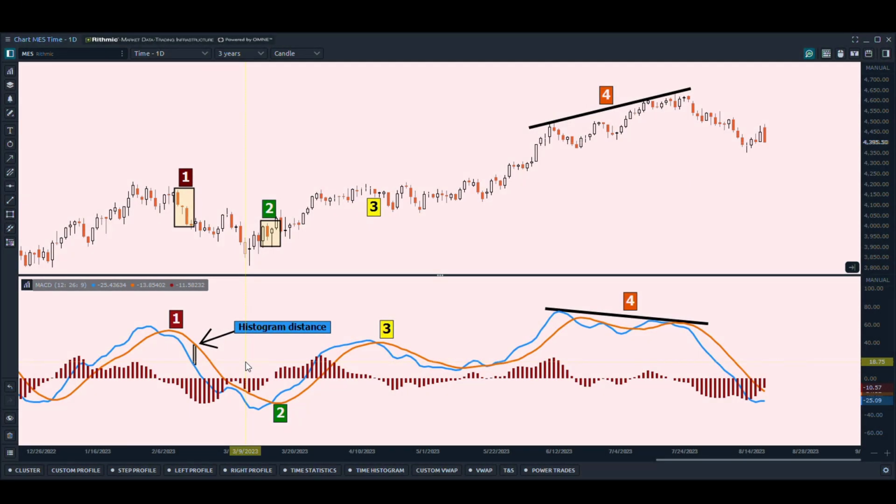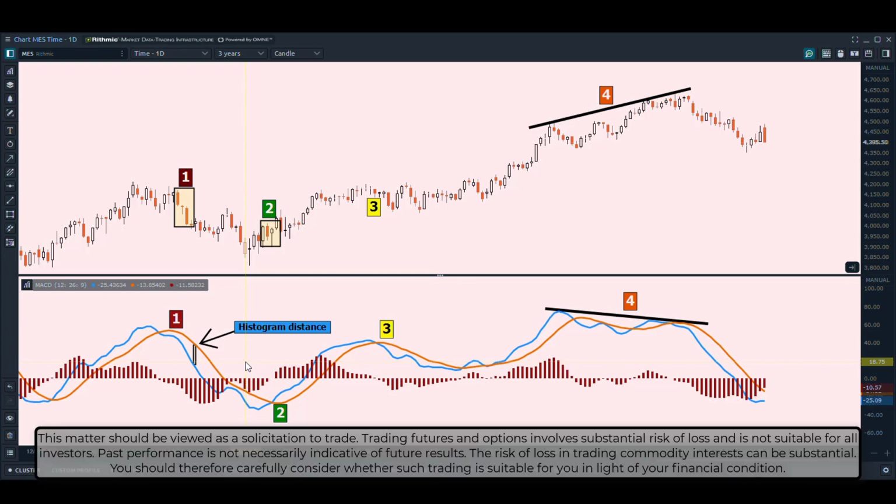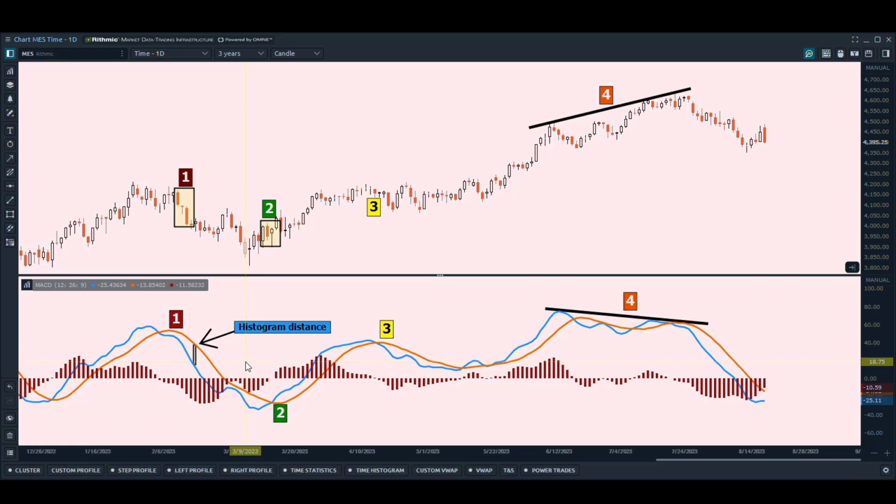Hey everybody, today we're going to go over the MACD indicator, which stands for the Moving Average Convergence and Divergence indicator. And if you're wondering what platform we're using, Optimus Flow by Optimus Futures. This is the platform that we're going to be going over the MACD on.